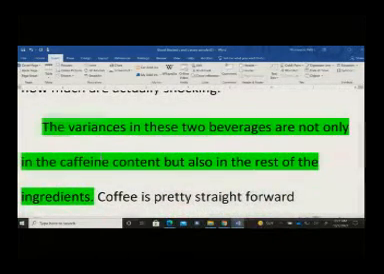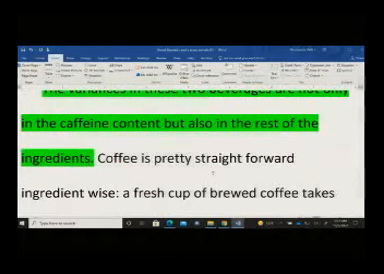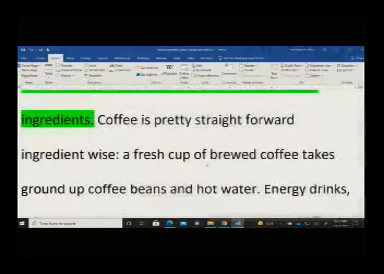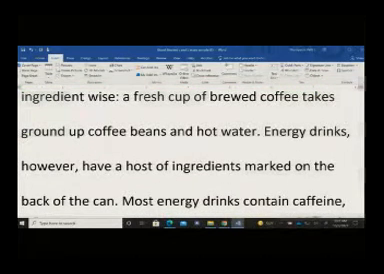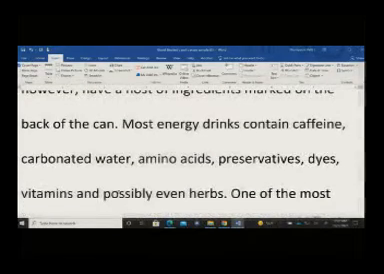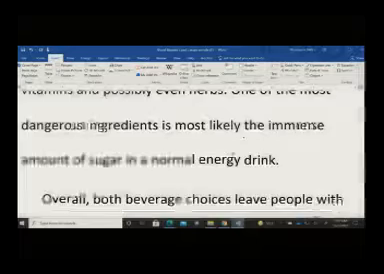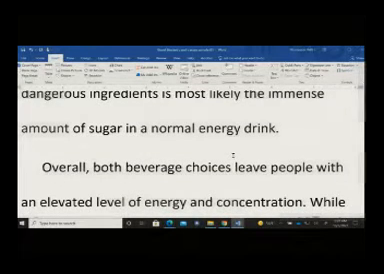The variances in these two beverages are not only in the caffeine content, but also in the rest of the ingredients. Coffee is pretty straightforward, ingredient-wise. A fresh cup of brewed coffee takes ground-up coffee beans and hot water. Energy drinks, however, have a host of ingredients marked on the back of the can. Most energy drinks contain caffeine, carbonated water, amino acids, preservatives, dyes, vitamins, and we need a comma here, and possibly even herbs, not herbs, herbs. One of the most dangerous ingredients is most likely the immense amount of sugar in a normal energy drink. So, it's an okay paper. It does a good job of talking about what's in those two things.